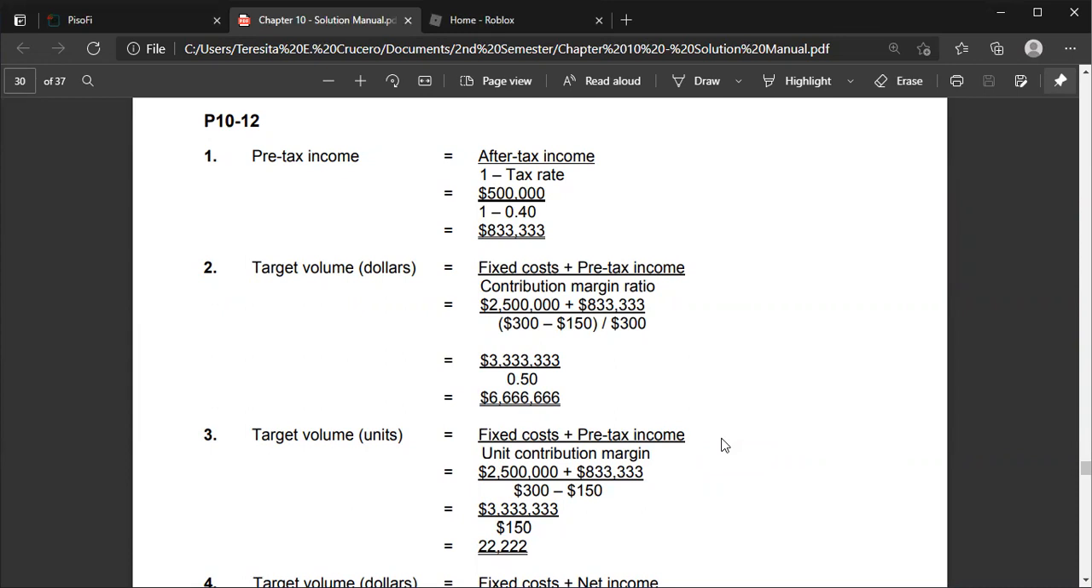So it means that your 333, that's your net income before tax. So you deduct the tax of 333.33, that's at 40% of the pre-tax amount. So the after-tax income of 500,000. In number 2, what target volume sales revenue must be reached to earn the 500 after-tax income?